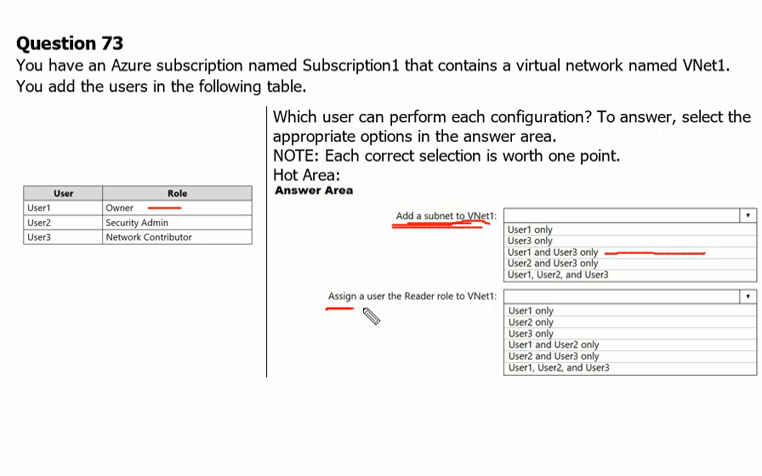Next one is assign a user the reader role to vnet1. This is one of the requirements where we need to assign someone else the role. That can be done by either owner or user access administrator. So in this case we have user 1 who has the owner right, so user 1 only will be able to assign the role to another user. Therefore, user 1 only is the answer.